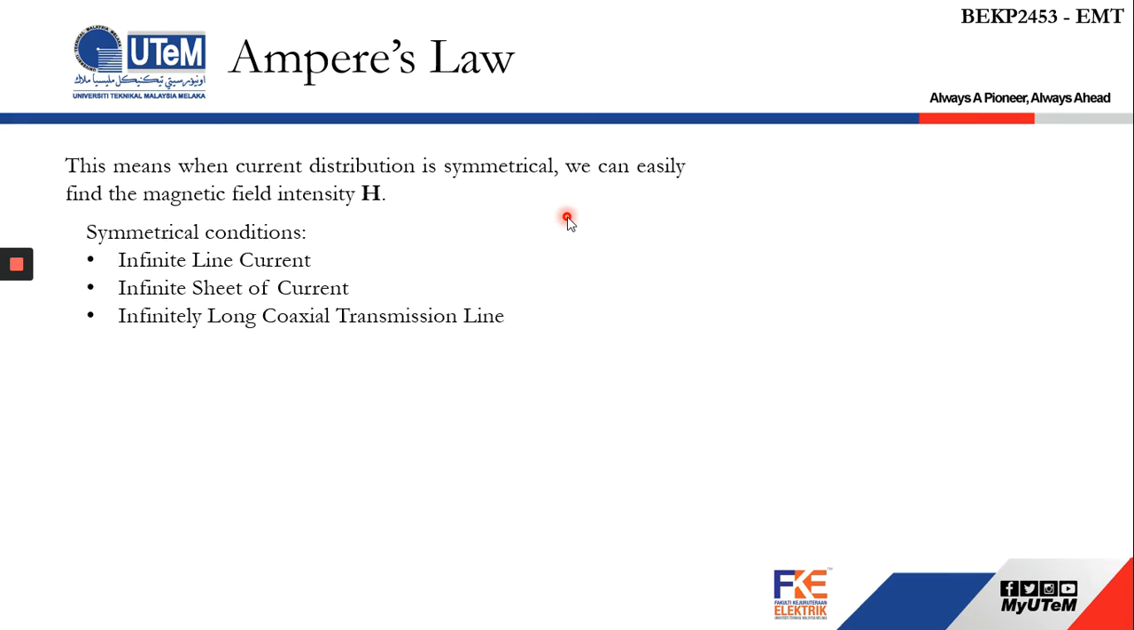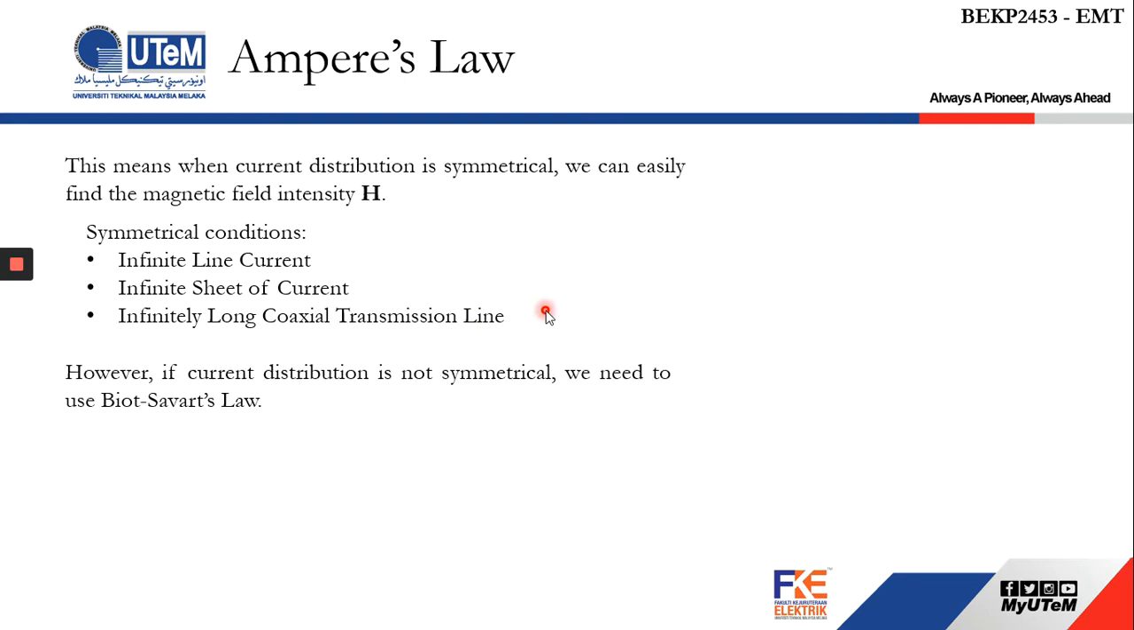Symmetrical conditions only exist under a few special conditions. These are examples of special conditions. Number one, infinite line current. Number two, infinite sheet of current. And number three, infinitely long coaxial transmission line. Note that if the current distribution is not symmetrical, then we need to revert back to the use of Biot-Savart's law.